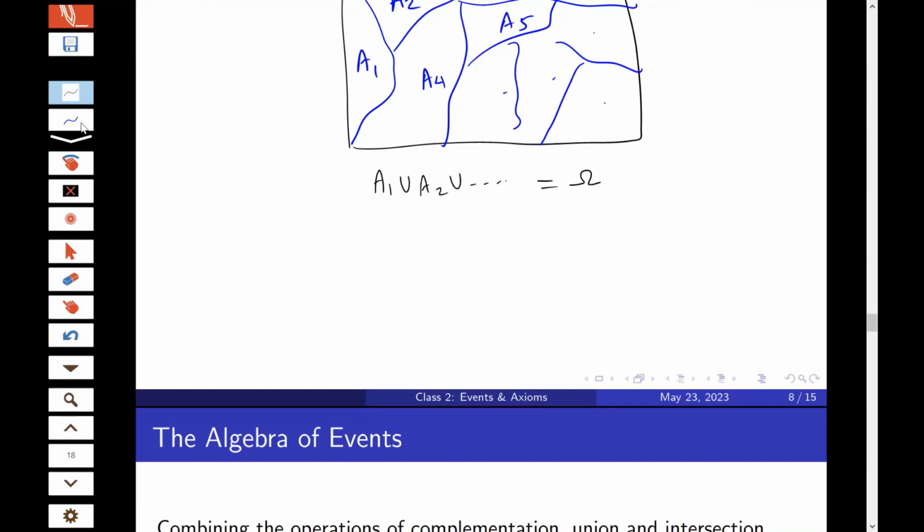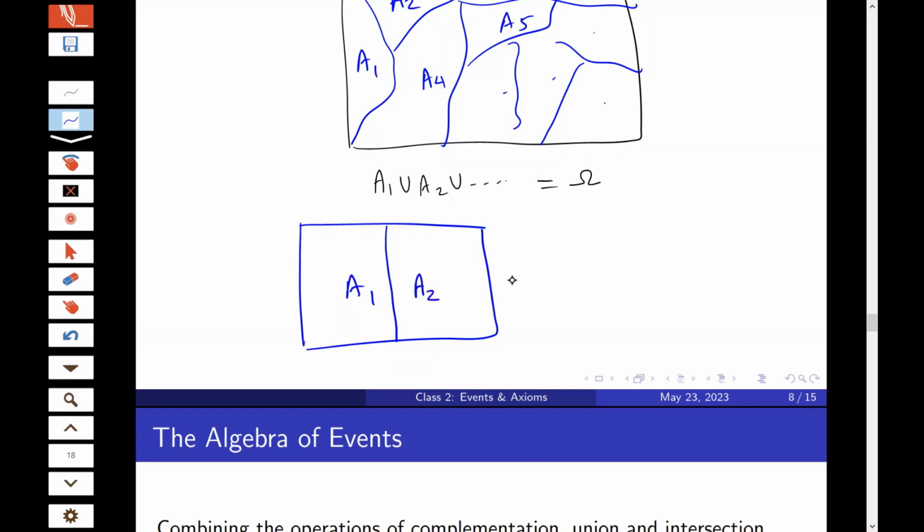If I draw this for two events, this will make more sense. Okay, so let's write this down for two events. So this is A1 and A2. So A1 union A2 will be the entire sample space.